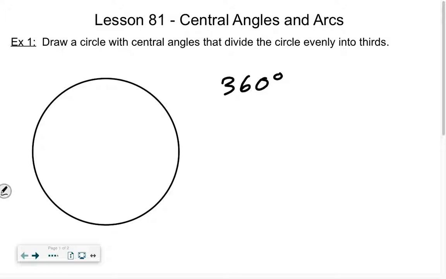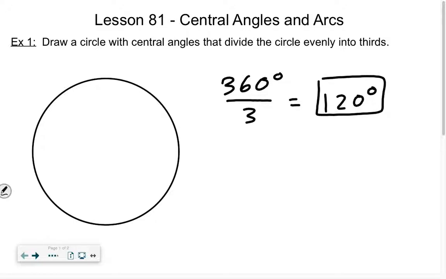And what we want to do is take that whole 360 degrees and divide it into however many pieces that we want. In this case, we want to divide it up equally into thirds. So we're going to take that 360, divide it by 3, and as a result, what we come up with is 120 degrees.